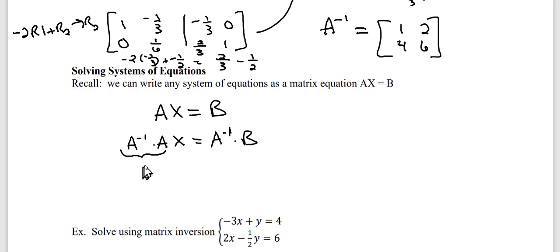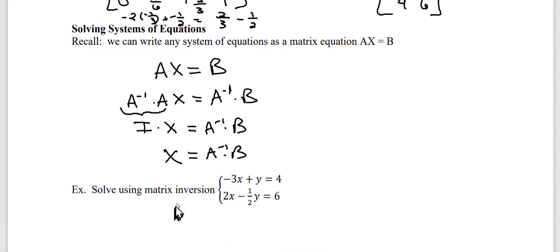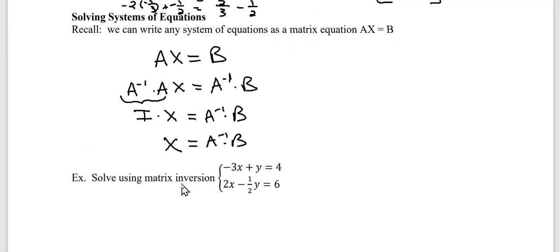Well, why might I do that? By definition, this is I times X, which is equal to A inverse times B. As we noted when we defined identities, whenever you multiply any matrix by an identity, you just get that matrix. So now the variable matrix X will equal A inverse times B. If we can calculate A inverse times B, we have equality here, and we should be able to read off values for our variables. Let me show you what I mean.